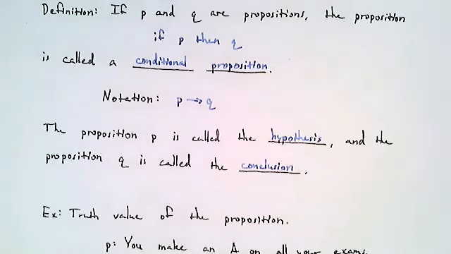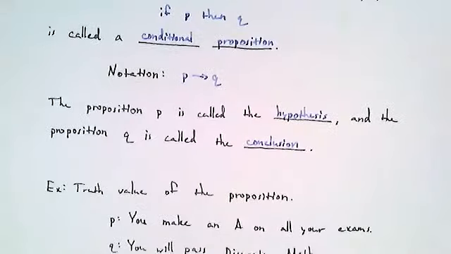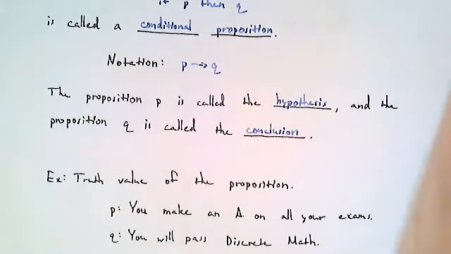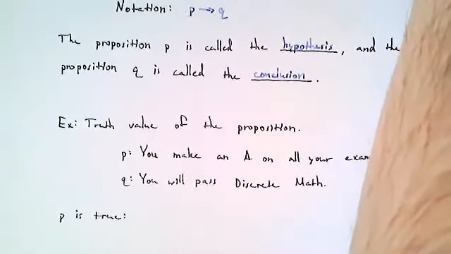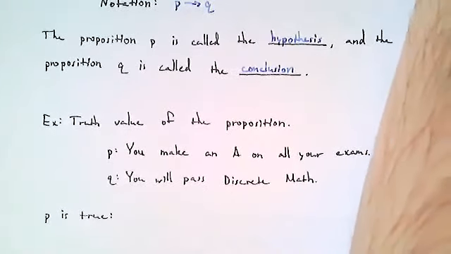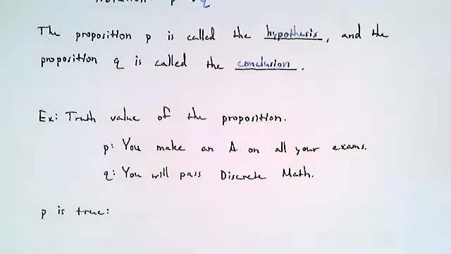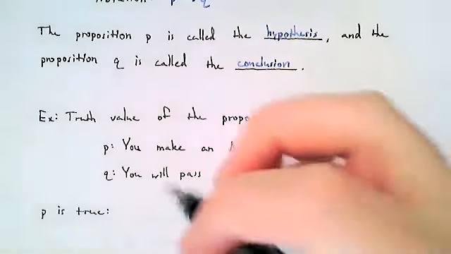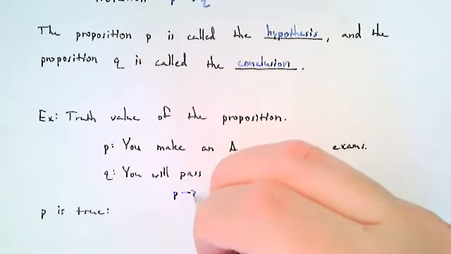Okay, so the next thing to do is to consider the truth value of the proposition, because we want to make a truth table for this guy. And let's go back to the example from before, the first one, the one that said, if you make an A on your exam or all your exams, then you will pass discrete math. And remember, we're considering if P, then Q.